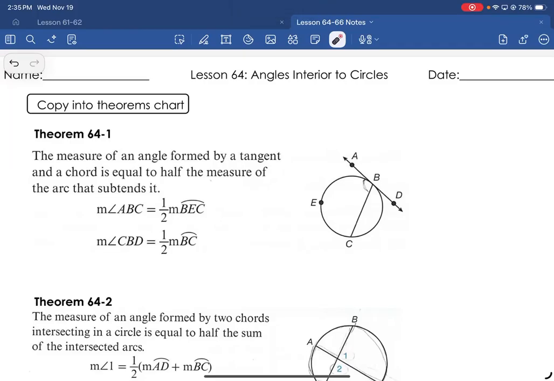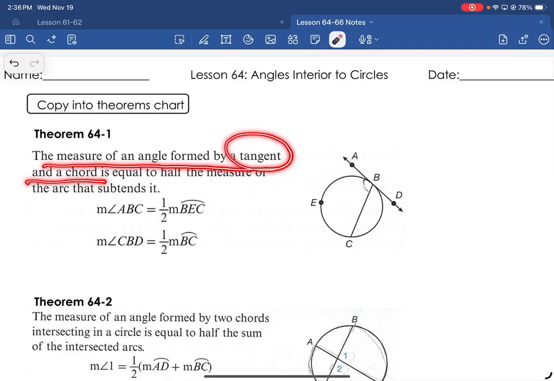Okay, this is lesson 64, angles interior to circles. We're going to go over a few theorems and I'll explain the relationship between these, and then you'll know which pattern or which formula to follow when you're solving these. Okay, so theorem 64-1, it says the measure of an angle formed by a tangent and a chord.